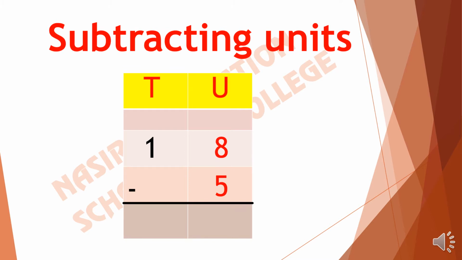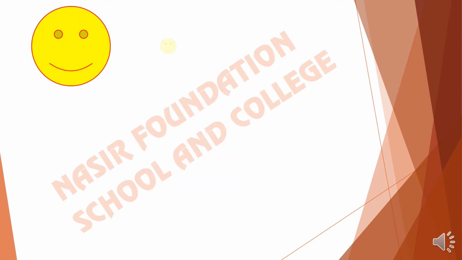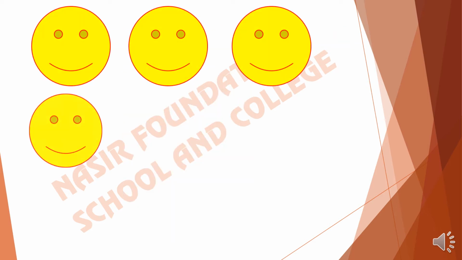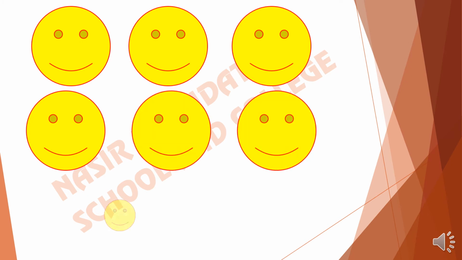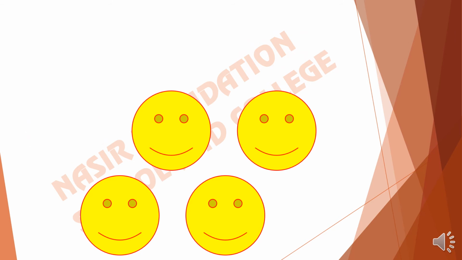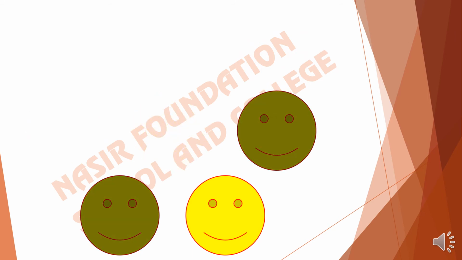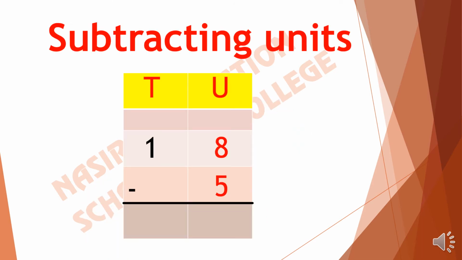First of all, we will subtract units. We have to subtract 5 units from 8 units. 1, 2, 3, 4, 5, 6, 7, 8. Out of 8 we have to subtract 5. 1, 2, 3, 4 and 5. We are left with 1, 2, 3. It means if we subtract 5 from 8, we are left with 3.